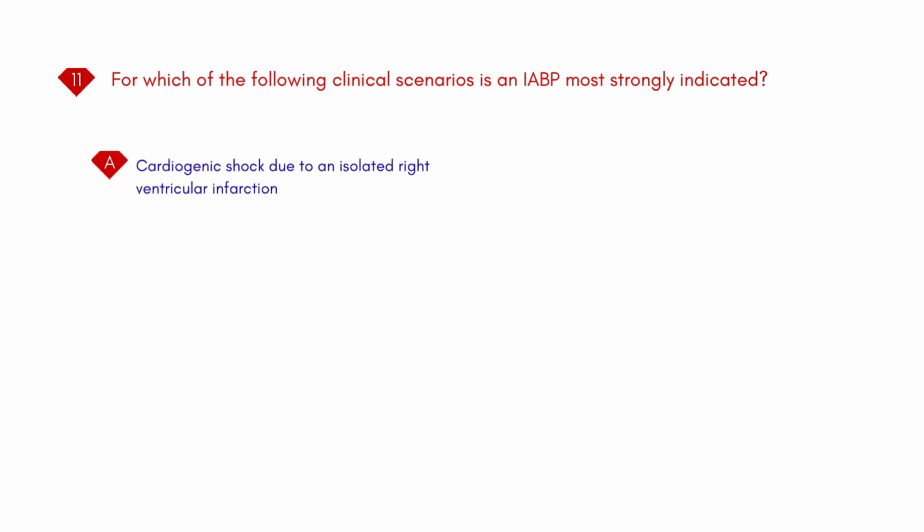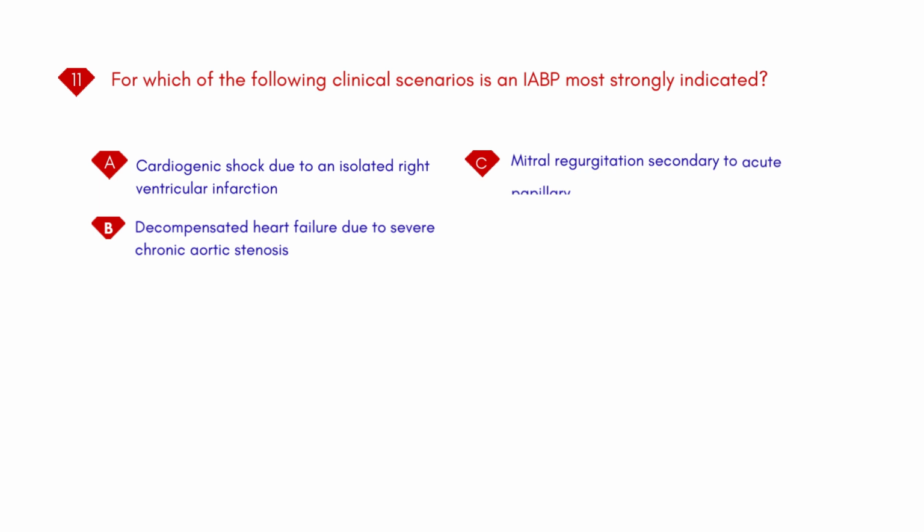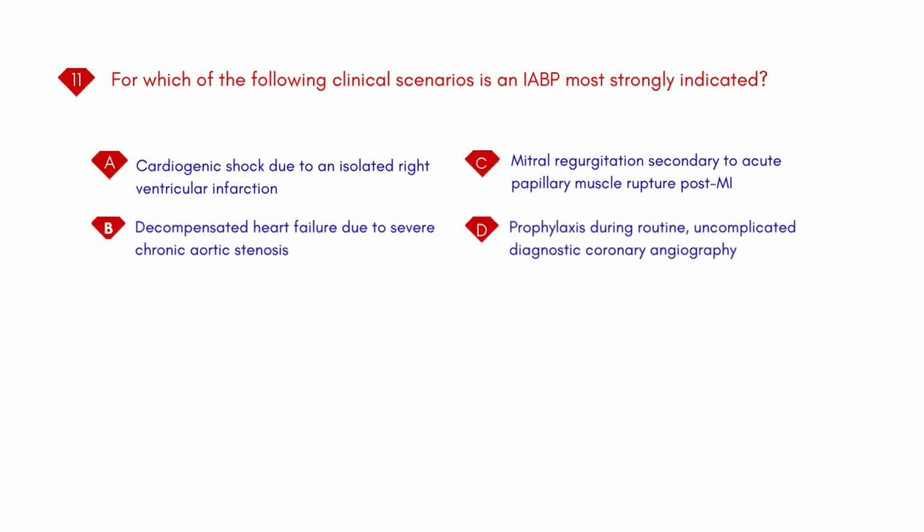For which of the following clinical scenarios is an IABP most strongly indicated? A. Cardiogenic shock due to an isolated right ventricular infarction. B. Decompensated heart failure due to severe chronic aortic stenosis. C. Mitral regurgitation secondary to acute papillary muscle rupture post-MI. D. Prophylaxis during routine, uncomplicated diagnostic coronary angiography. Answer: C. Mitral regurgitation secondary to acute papillary muscle rupture post-MI.